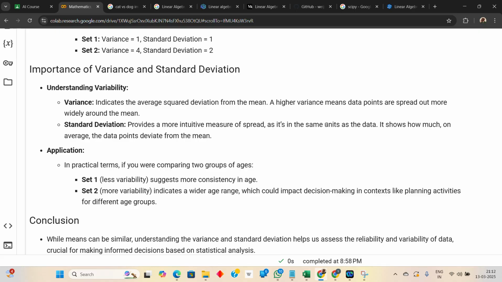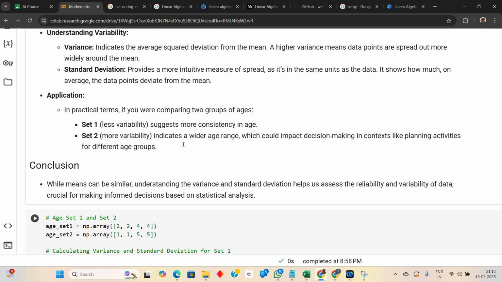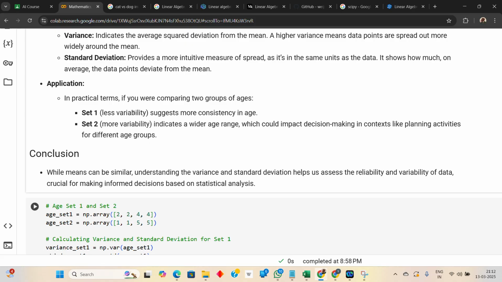I just provided you a small example, right? 3 minus 2 gives me 1. 3 plus 2 gives me 5. So the spread is 1 to 5. It actually helps us see how much the data deviates from the mean. Here you can see less variability suggests more consistency in age, and more variability indicates a wide range. So set 1 is the ideal one.